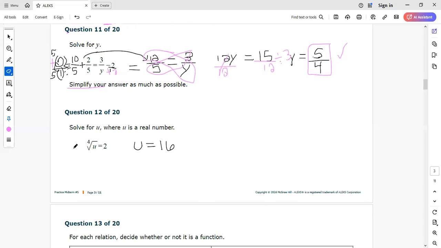For number 12, the fourth root of u. So just like before, you can just plug this into your calculator. Now we're looking to solve the fourth root of u. We're given the value as 2. So we need to apply the opposite of the fourth root. The opposite of taking the fourth root is to raise both of these terms to the fourth power. The fourth root of u raised to the fourth power just gives you u without that radical. And then 2 to the fourth power is 16. This is your answer.